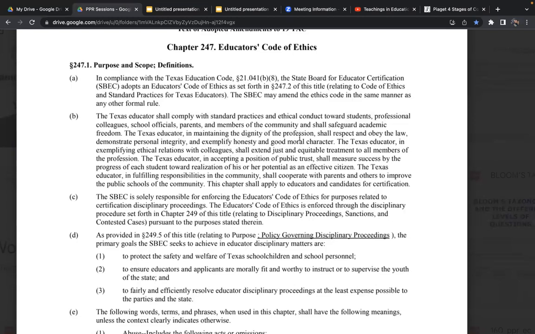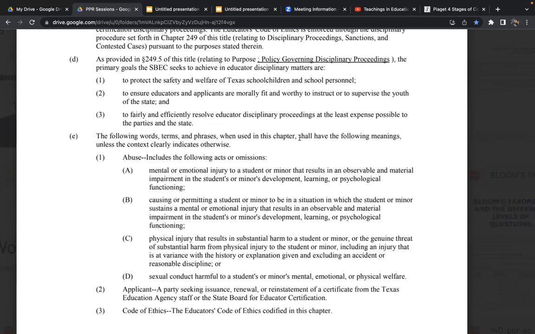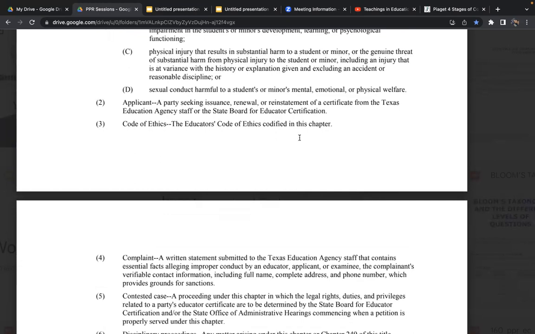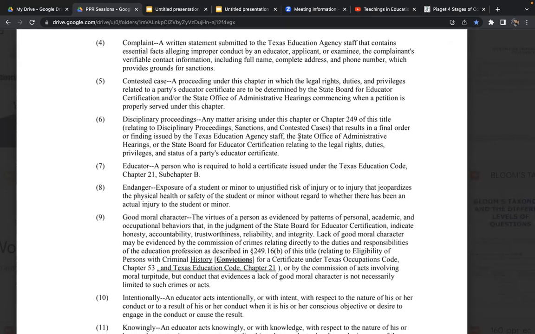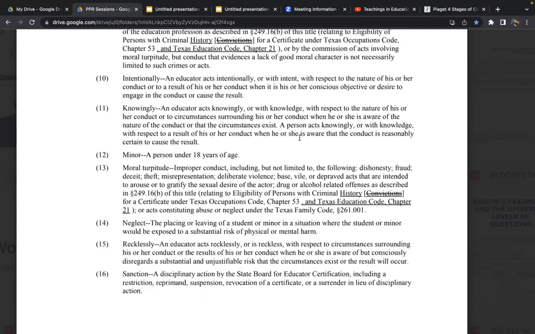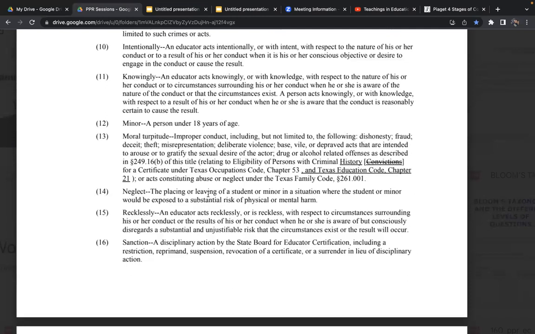Okay. So in that paper, it's about all the ethics and also the meetings and everything. Educator. Oh, here are the definitions.